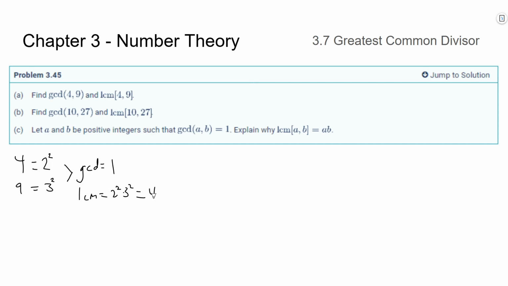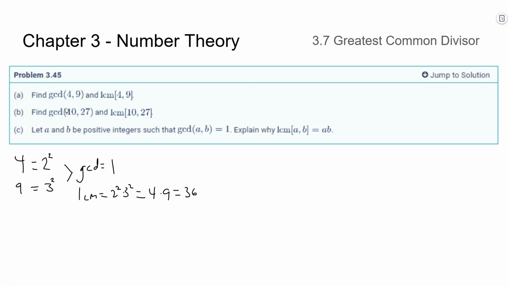So our LCM would be 4 times 9, which would be 36. That would be our least common multiple. There's no multiples lower than 36 with 4 and 9. So remember, the multiples of 4 are 4, 8, 12, 16, 20, 24, and so on. 9 is going to be 9, 18, 27, 36. And so 36 is where they meet for the first time. If you remember, that's what LCM means.